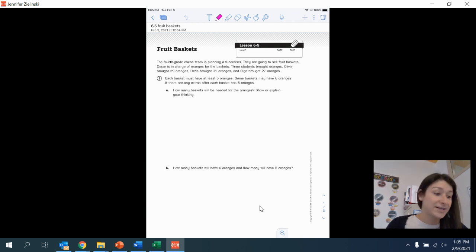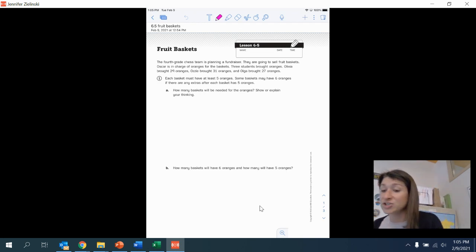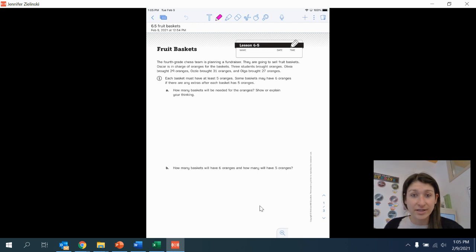for you to practice a little bit more on interpreting the remainders. I would like to go through this problem with you and think about what it is that these questions are asking you to do. So we're now going to be applying these skills and thinking about how we can use division and our remainders to make sure that we are interpreting them correctly. And if we need to round up our answers or what we need to do with the remainders, this is very important. So the 4th grade chess team is planning a fundraiser.